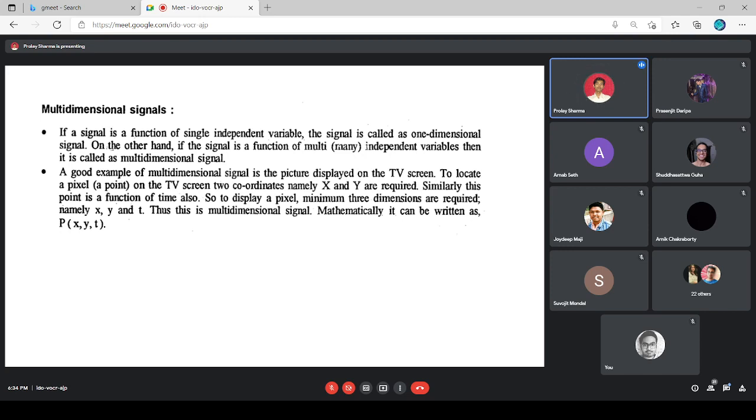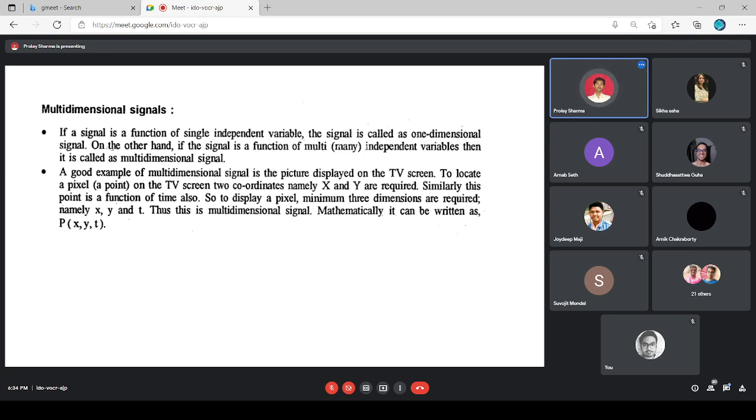Now, in the case of a moving picture, this pixel value will change. That means an extra variable comes in, which is t. So a pixel is defined in a particular space by the x and y coordinates, and if it is a moving picture, then one extra variable comes in, which is t. So x, y, t: a three-dimensional signal, with three independent variables.